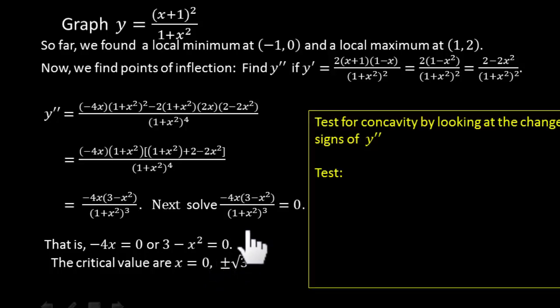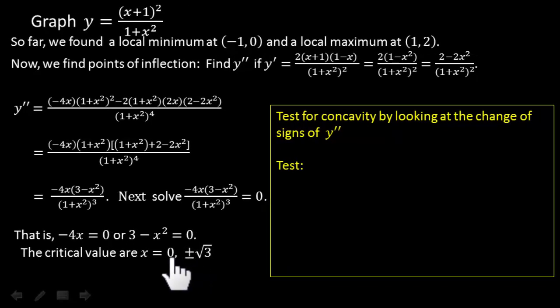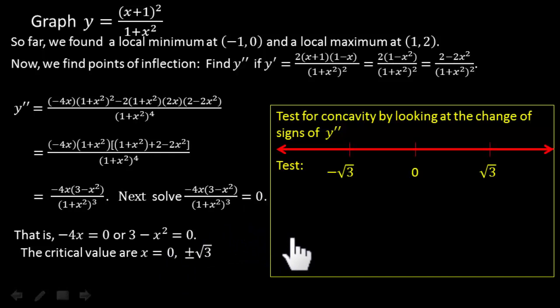So what do we do? The next step is to test for concavity by looking at the change of signs of y double prime. What we'll do is get our number line and mark 0, negative square root of 3, and positive square root of 3. So let's do that. Alright, so here we have your number line, and now the next thing we need to do is get our test points.